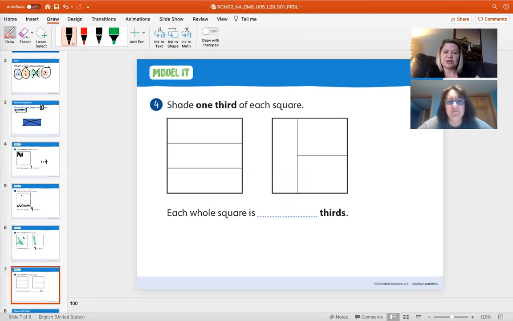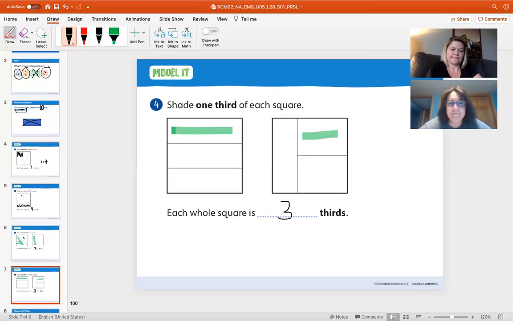Okay. Now we're talking about thirds. So they want us to shade 1/3 of each square. So I'm going to come and I look, there's 3 boxes. I'm going to shade one of the boxes. One. This is not how we would choose to do it, but it's still cut into thirds. I'm going to shade one of them. Each whole square is 1, 2, 3, 3/3, right?